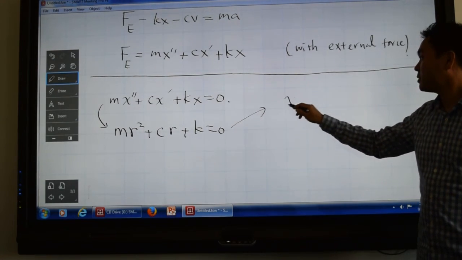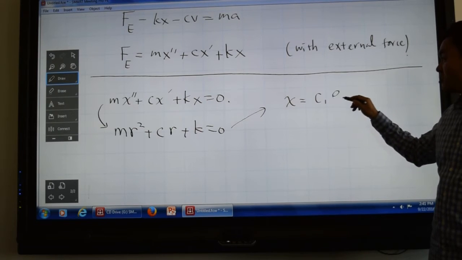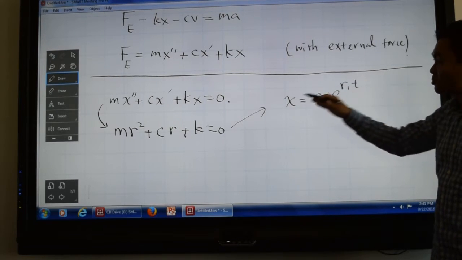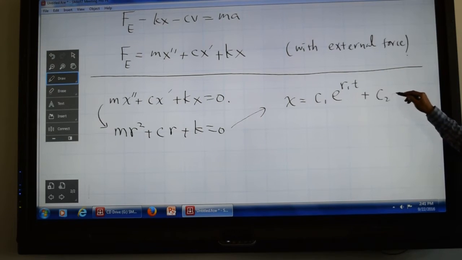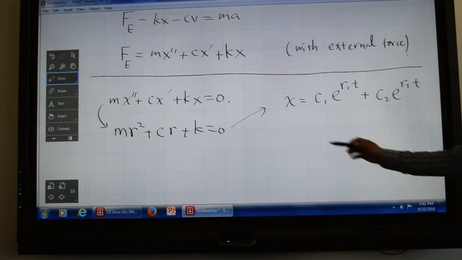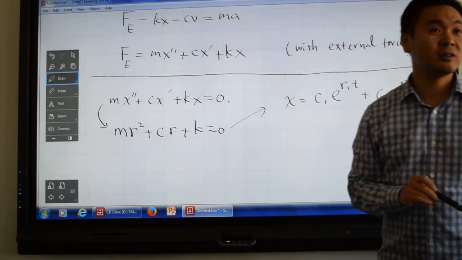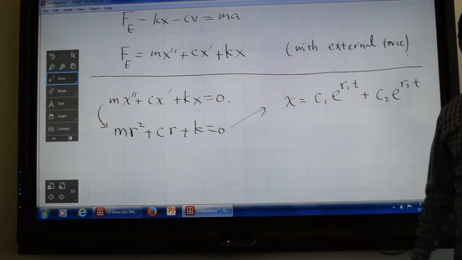x is c1 e to the r1t. Now, these are functions of t. x is a function of t. How do you get the r's? You solve this. You get two solutions, and those are the solutions. It's a quadratic equation. You can solve it using the quadratic formula. With the letters? No, I'll be giving you the actual numbers, of course.